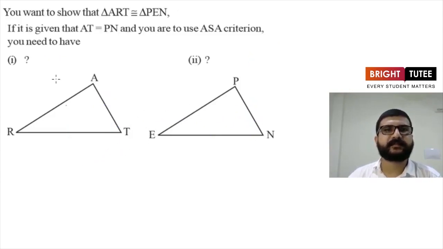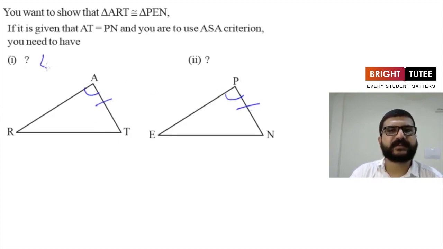Now the next part of the question is, you want to show that triangle ART is congruent to triangle PEN if it is given that AT is equal to PN, that is this AT is equal to PN, and you have to use ASA criteria. You need to have, what else do we need? Here in triangle ART, AT is equal to PN of triangle PEN. Now for using ASA criteria, what else do we need? We need two angles to be equal from the first triangle to the second triangle. So it means we can have angle A is equal to angle P. So let's write it here. First thing we need is angle A should be equal to angle P.